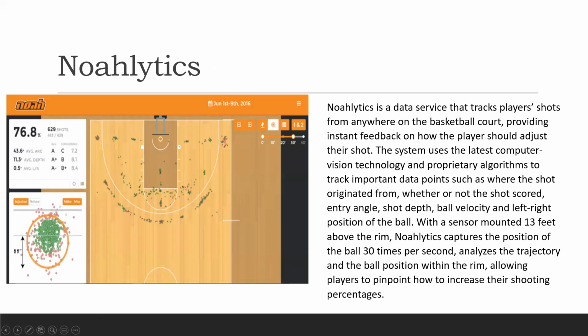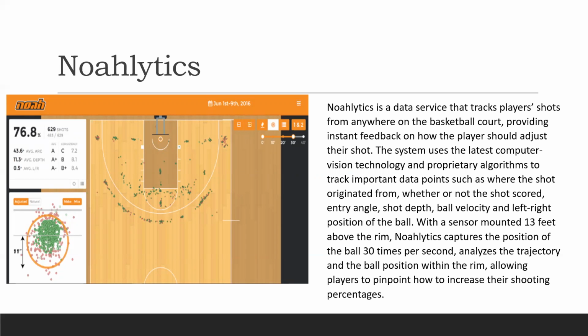This is a screenshot I took from their site. Nova is a data service that tracks a player's shot anywhere on the basketball court, providing instant feedback on how the player should adjust their shot. The system uses the latest computation technologies and algorithms to track important data points, such as where the shot originated from, where the shot scored, the angle, the shot depth, ball velocity, and the left-right position of the ball, with sensors mounted about 13 feet above the rim.